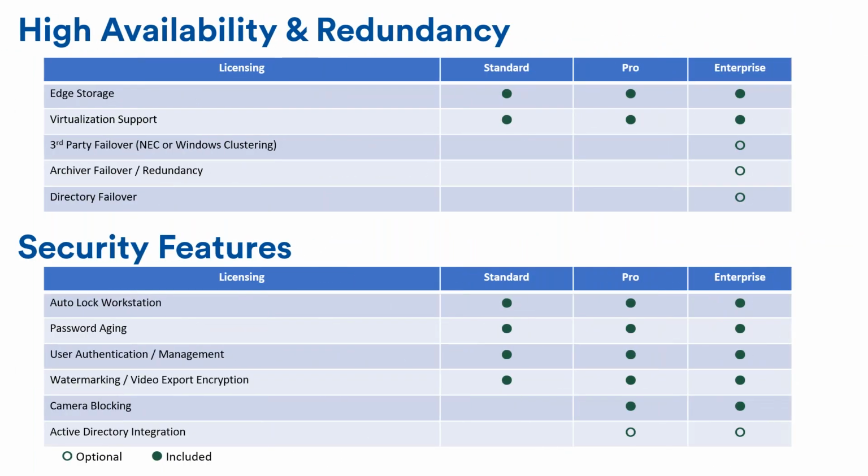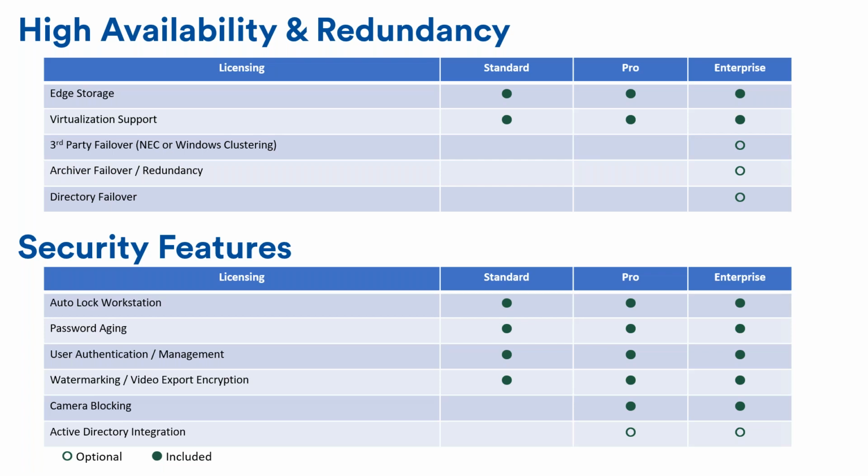Some of the other features that are commonly available under all 3 packages are edge storage, virtualization support, automatically locking your workstations, password aging, user authentication management, and watermarking and video encryption. Now, what you can notice over here is that the Active Directory integration is only available under the Pro or Enterprise package as an optional add-on feature.